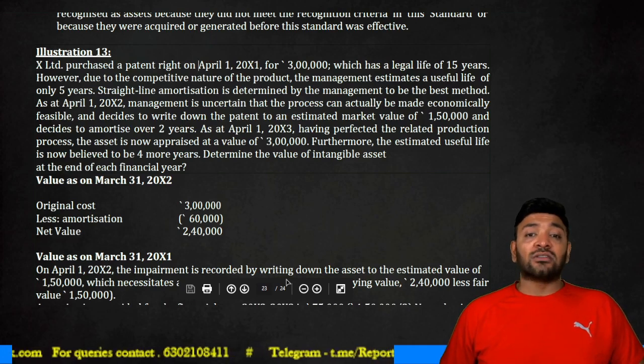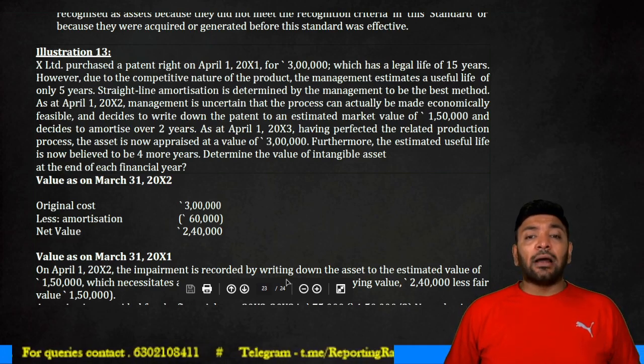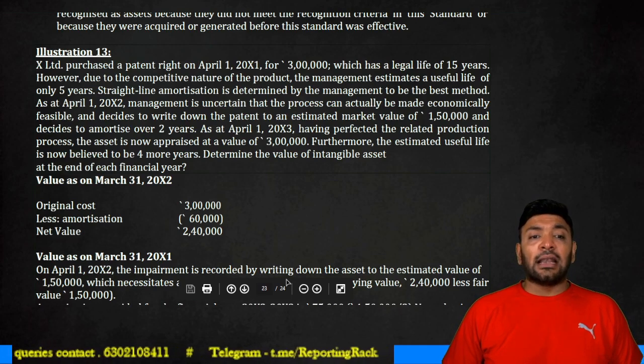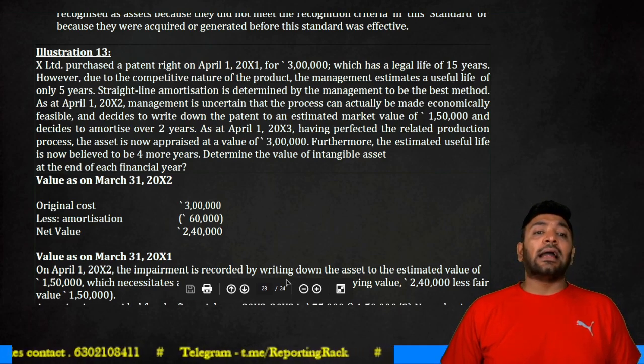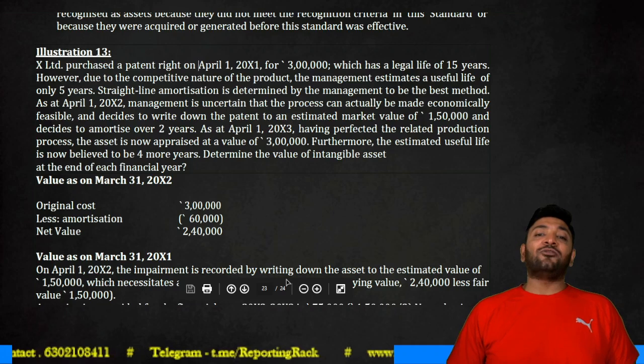On 1st April 2023, having perfected the related production process, the asset is now being appraised to a value of 3 lakhs.